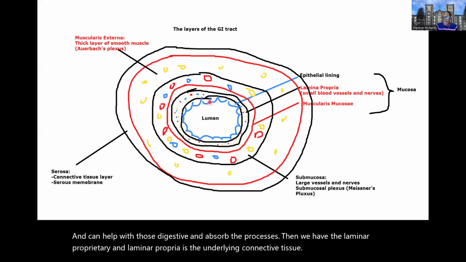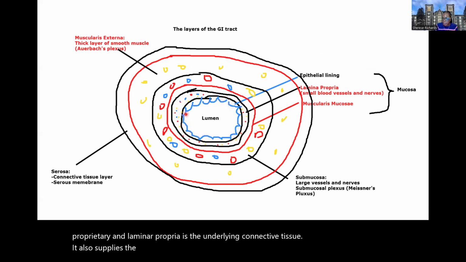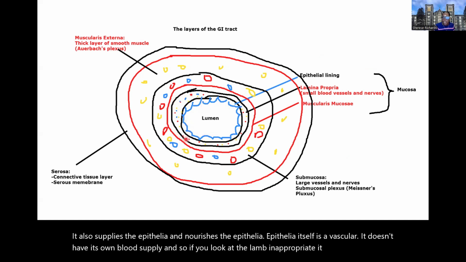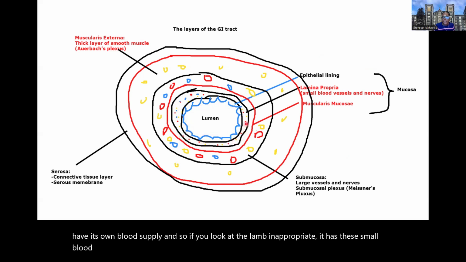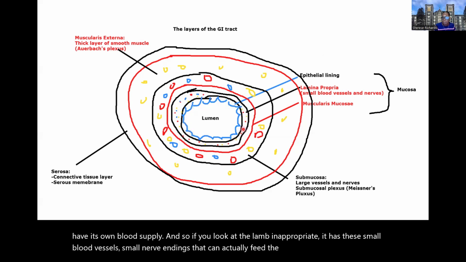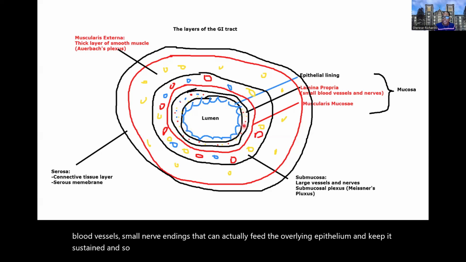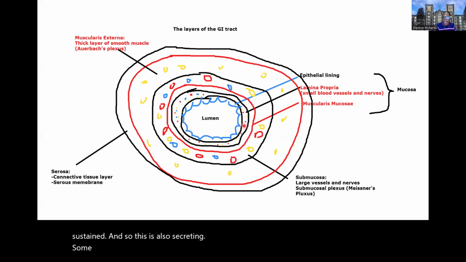It also supplies the epithelia and nourishes the epithelia. Epithelia itself is avascular. It doesn't have its own blood supply. And so if you look at the lamina propria, it has these small blood vessels, small nerve endings that can actually feed the overlying epithelium and keep it sustained. And so this is also secreting some of the glandular secretions that help with motility and secretion as well.